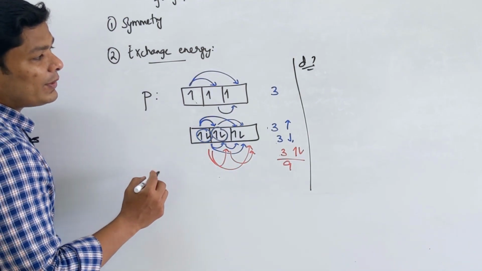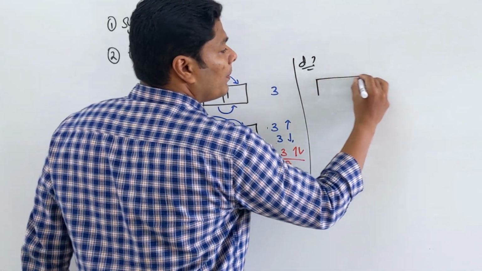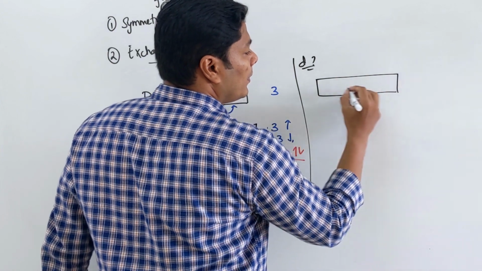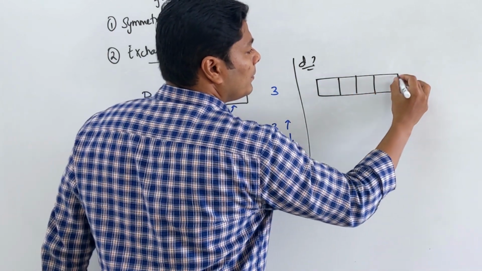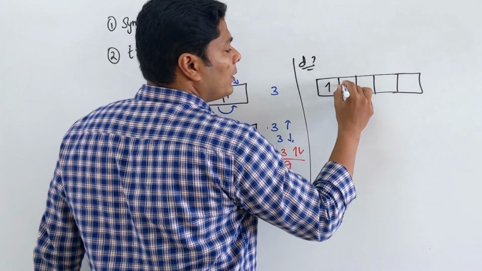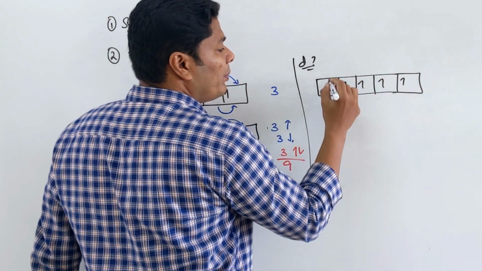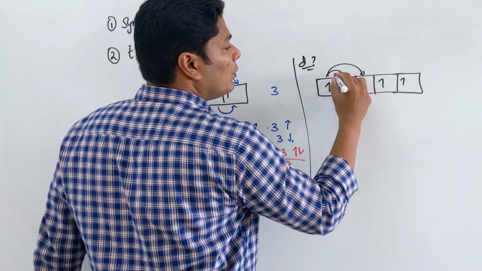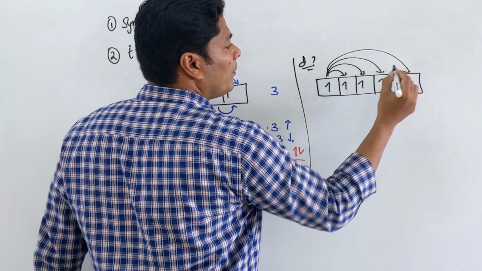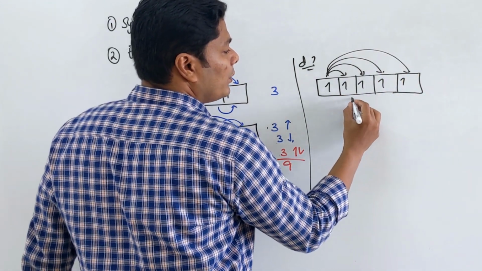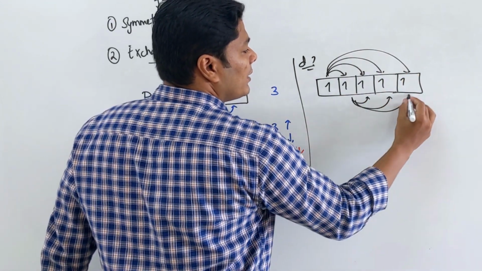Now let's say for example you have the d orbital, 1 2 3 4 5. How many are possible? 1 2 3 4, and then this can go here 5 6 7.